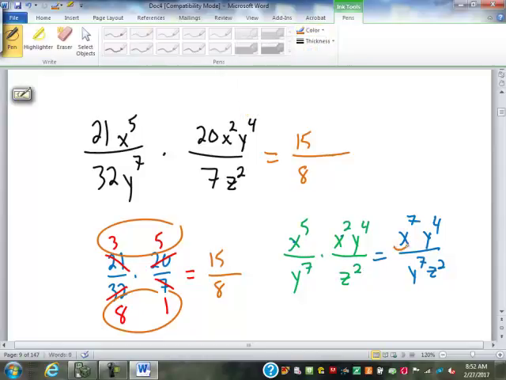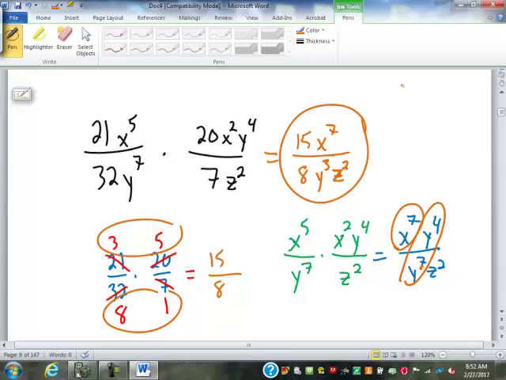So in our answer, there's nothing to combine with the x, so that x to the 7th just stays on top. What about the y? It goes on the bottom. Perfect. The larger power is on bottom, so it goes on bottom, and 7 minus 4 is 3, so it's y to the 3rd. And finally, z squared. It's right there. So 15x to the 7th over 8y to the 3rd z squared.